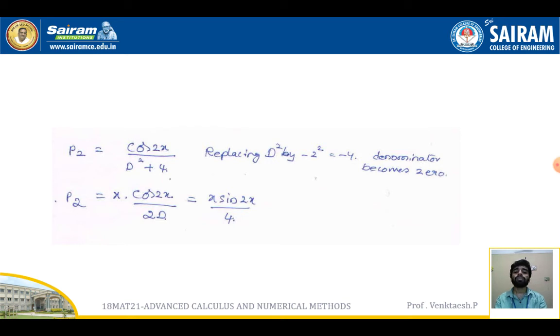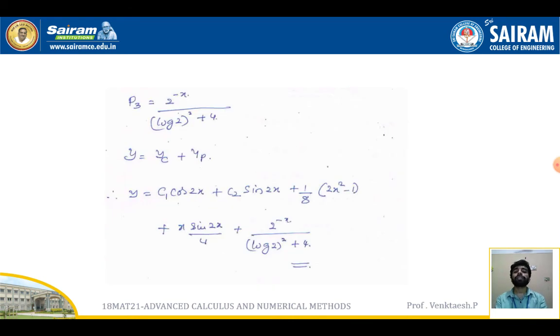So in the numerator we'll get minus sin 2x. So negative gets cancelled, I'll get x sin 2x divided by 4. So this is the value for p2. So p3 will be 2 power minus x.